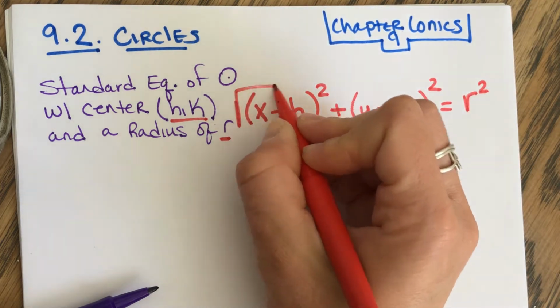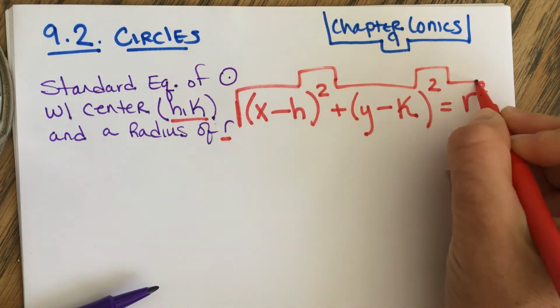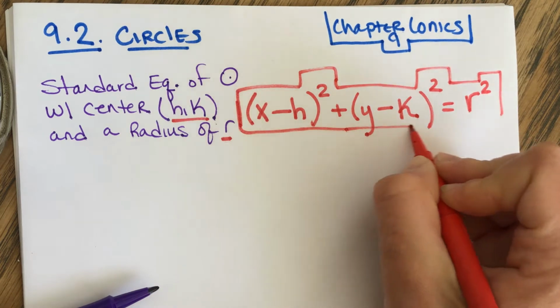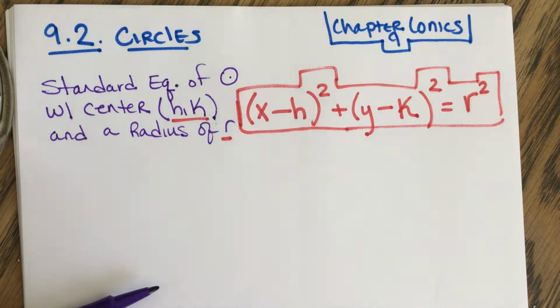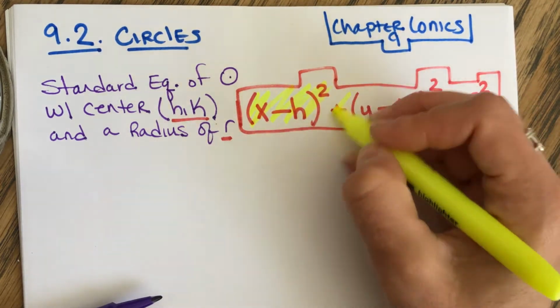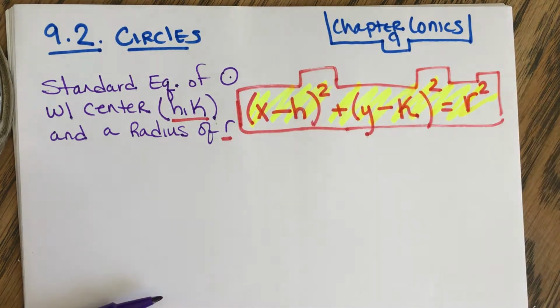So if you guys take a look, everything is squared. Sometimes people forget to square the radius, or you guys just might accidentally forget to square the parentheses as well. So be careful, everything needs to be squared. So get that on your paper.